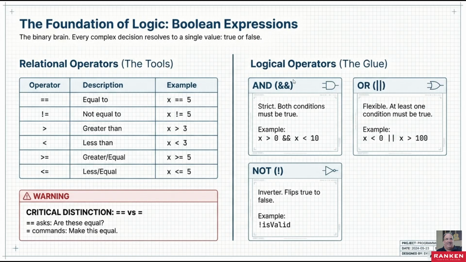Okay. And then also we have what are called logical operators. And in this case, the glue, right? It's taking one and gluing together another one, right? So in this first one, using the and, which is the double ampersand, it's considered strict. Both conditions must be true. x is greater than 0 and x is less than 10. It's gluing these two together, right? So both of these have to be true for this to return true.